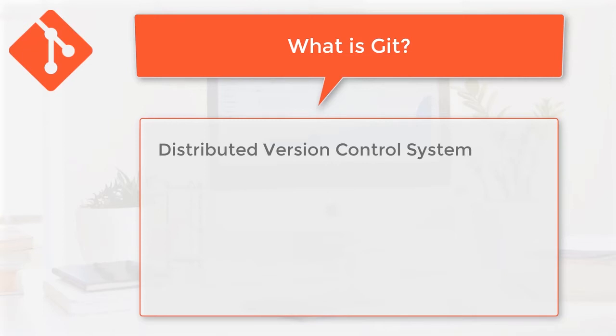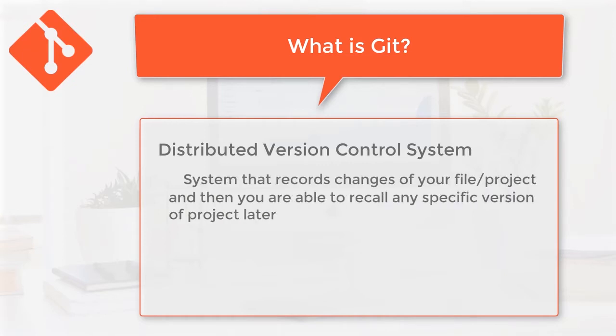So let's first talk about what version control itself is. Version control, or sometimes you may hear source control, is a system that records changes of your file or entire project, and then you are able to recall any specific version of your project later. In other words, the version control system allows you to go back in time and get previous states of your project. Also, you can compare changes over time.